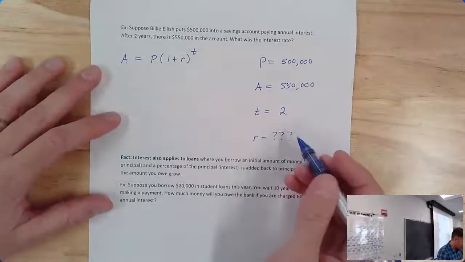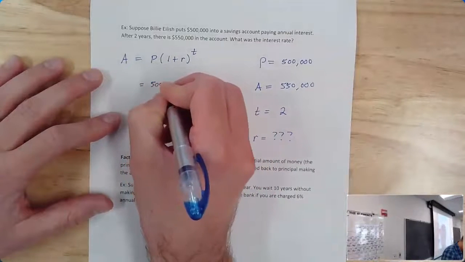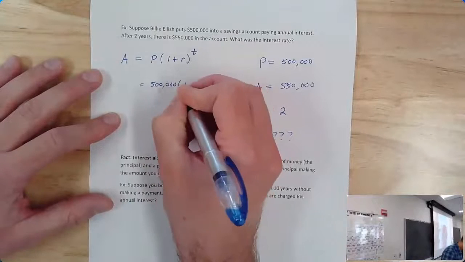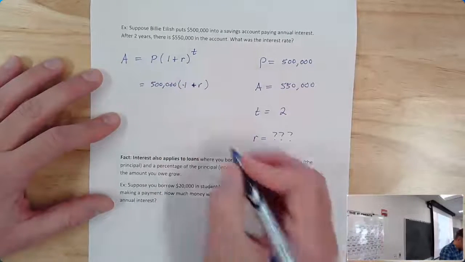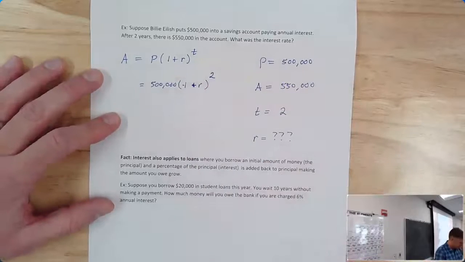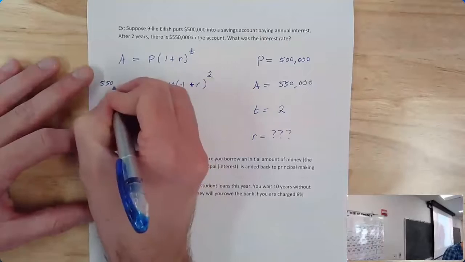So here, the principal is $500,000. The interest rate is the thing we don't know, so we're going to leave that as R. But we do know that the time is 2 years. And the amount after those 2 years is going to be $550,000.